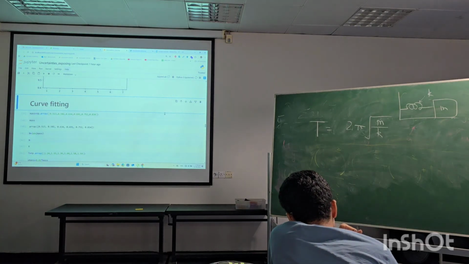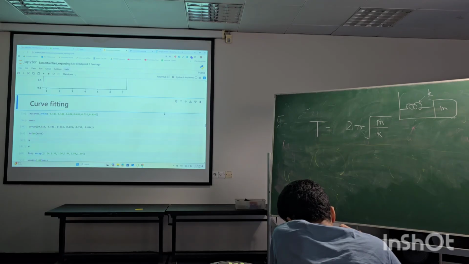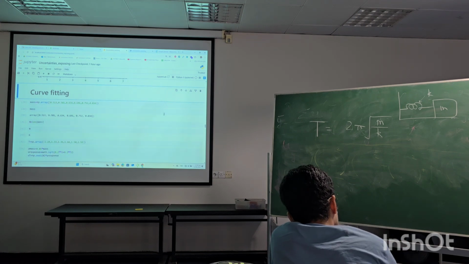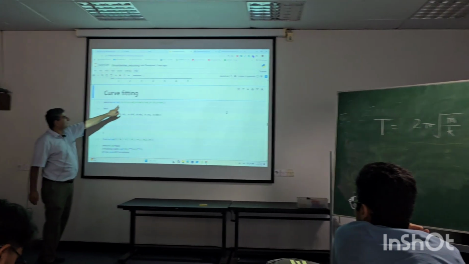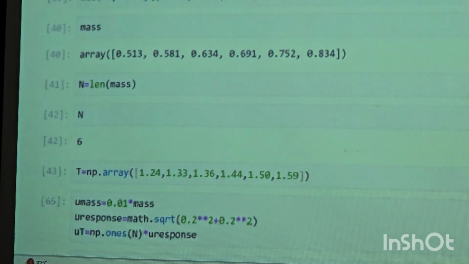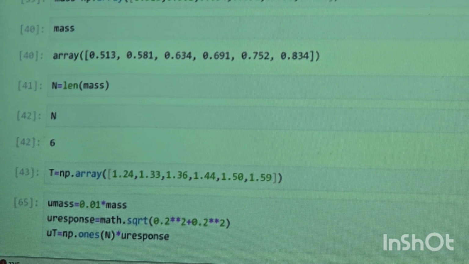So we have in front of us a sequence of masses in kilograms, 0.513, 0.581. This is a sequence of time periods in seconds using a stopwatch. Okay? Now we assume the following.